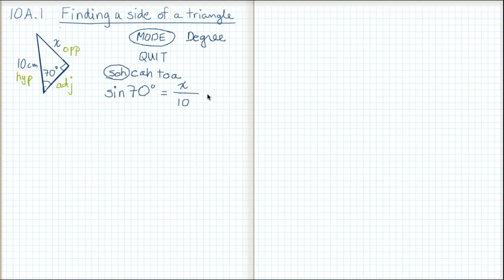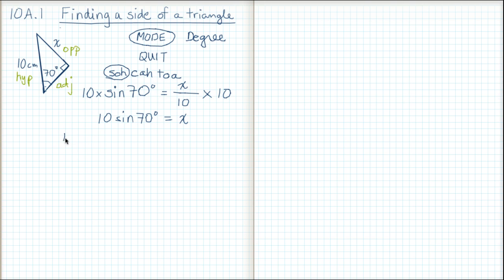So to find x, I'm going to multiply both sides by 10. When we multiply numbers by trig functions, we can just write them next to it, just like bits of algebra, even though trig functions are not like regular algebra. So this 10 sine 70 degrees means 10 multiplied by the sine of 70 degrees. And on this side, that's equal to x.